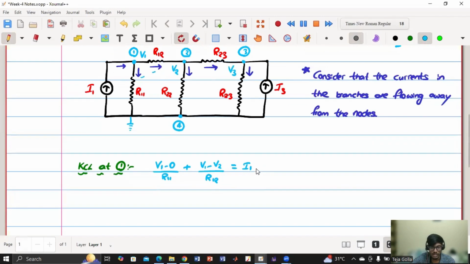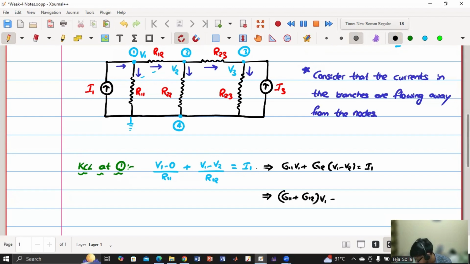Now current leaving is this current plus this current, right? So I'll write V1 minus 0 by R11 plus V1 minus V2 by R12 equals the current entering, which is I1. On the LHS we'll write current leaving, on the RHS we'll write current entering. Now resistors we write in terms of conductance. So we have G11 into V1 plus G12 into V1 minus V2 equals I1. Now I can write this in a better way: G11 plus G12 into V1 minus G12 into V2 equals I1. So this will be my equation 1, which I have obtained from node 1.